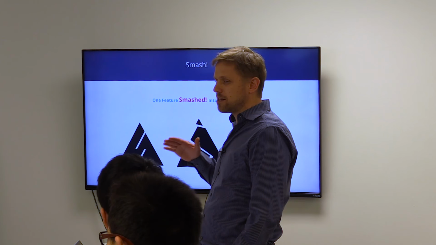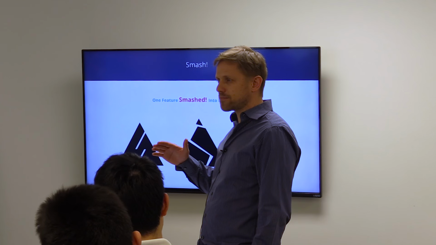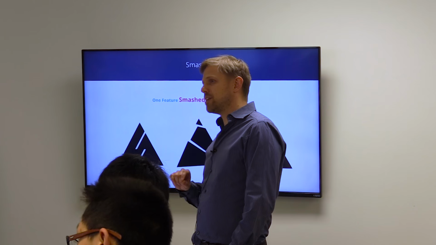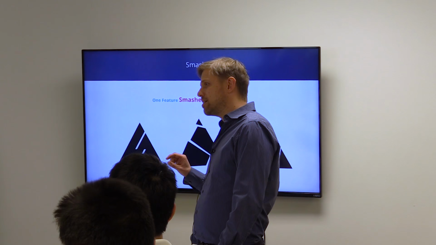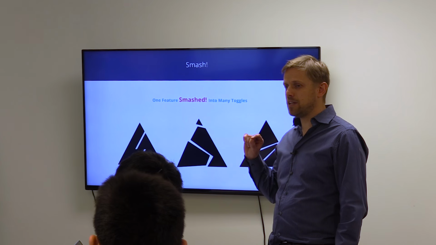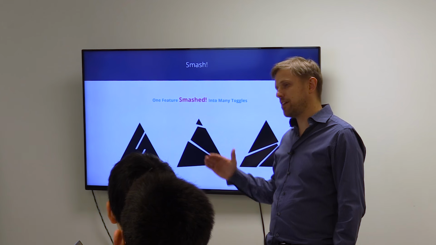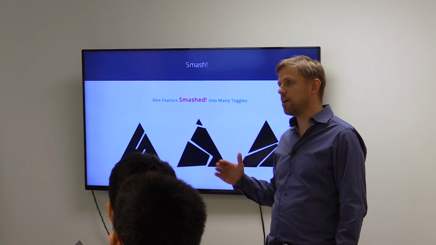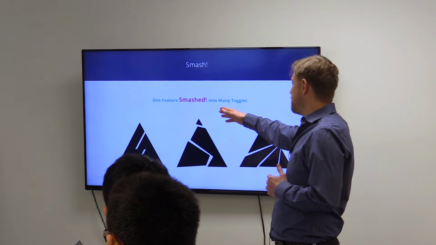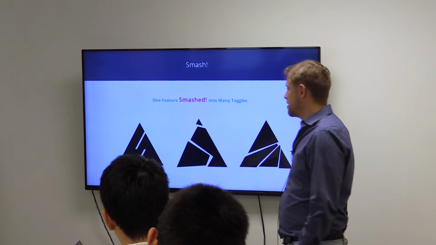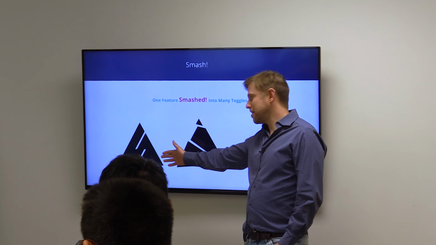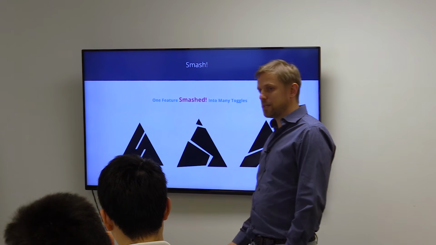So you're going to want to start breaking all the toggles down into smaller pieces. Essentially at every decision point, you almost want a toggle for each decision point, and that will allow you to have much greater finer grained control over what you can turn on and off. So it's a good way of doing it. Here you can see that one feature is smashed into many toggles. You start off with a nice big feature triangle here, and you just broke it down into smaller pieces.